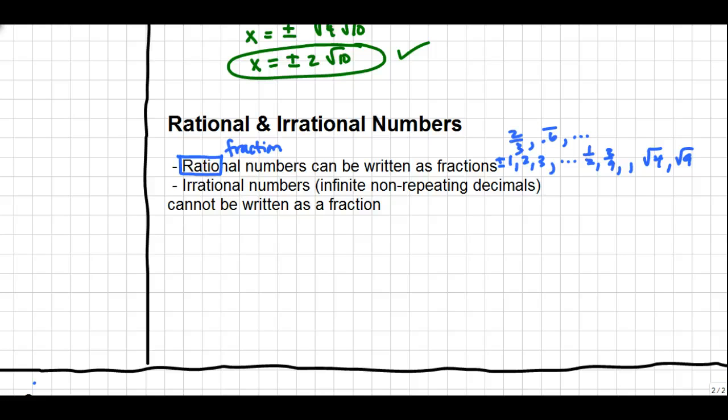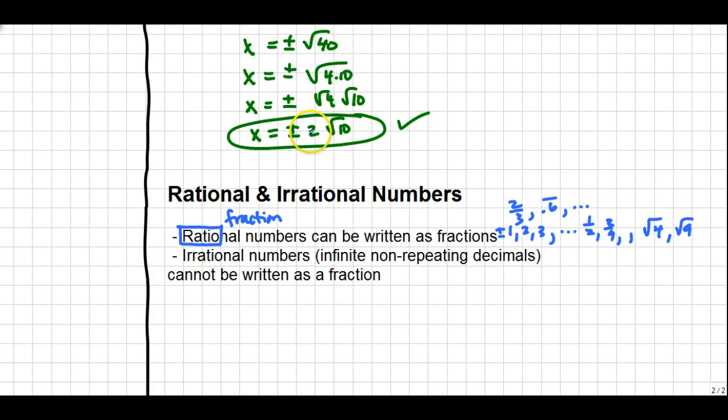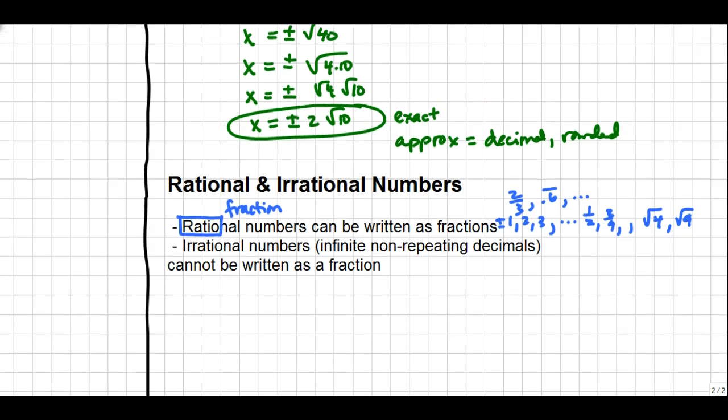By the way, back up here, one quick thing I want to mention, this answer that we got would be considered an exact answer. If they ask you for an approximate answer, then you would go ahead and type in 2 times square root of 10 and you'd get a rounded off decimal answer. So that approximate would mean you could give a decimal that's rounded. When you give an exact answer, you're giving a non-rounded answer.